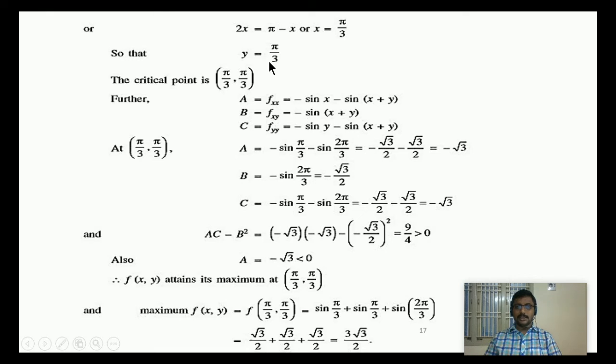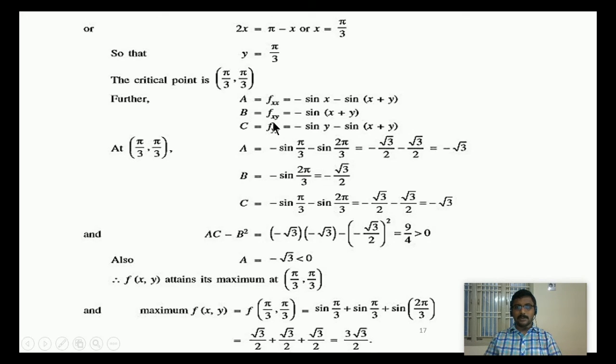So we have a stationary point, that is pi by 3, pi by 3. At this stationary point, we have to compute the A, B, C values. A is fxx, B is fxy, and C is fyy. Fxx means dou square f by dou x square, which is obtained by again differentiating fx partially with respect to x. So thus we will have negative sin x, negative sin of x plus y.